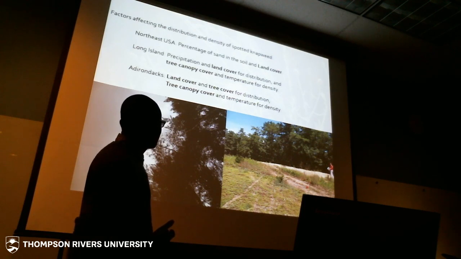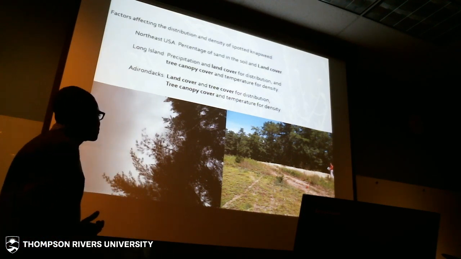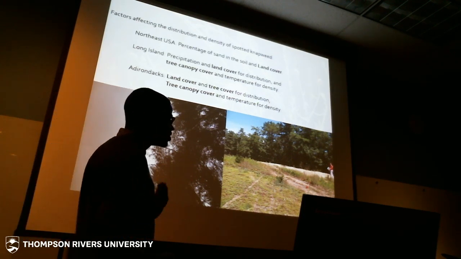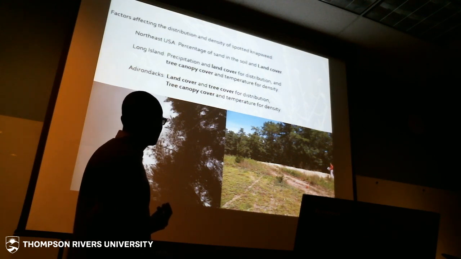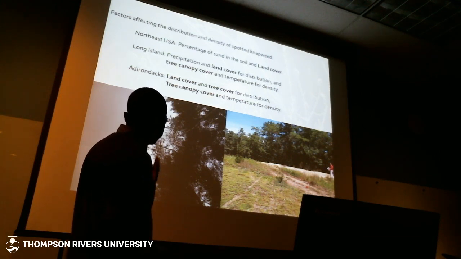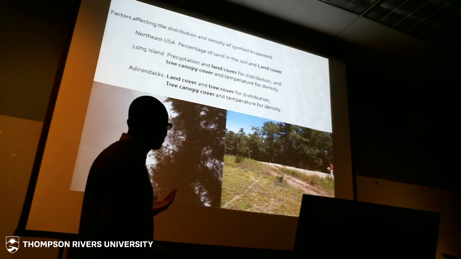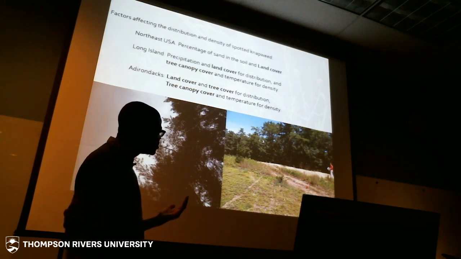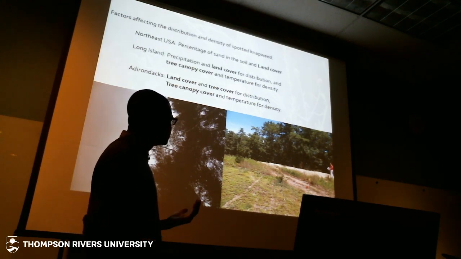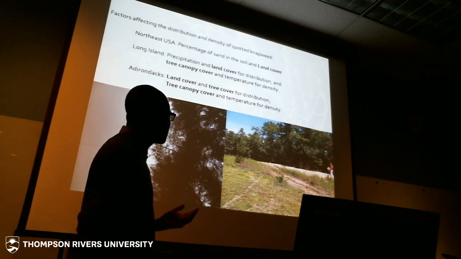So this is an example of some of the plots in which we got spotted knapweed, in which we collected count data for spotted knapweed. This is the kind of typical canopy cover for spotted knapweed, and this is the kind of disturbance that we see for spotted knapweed. This is an area where people drive ATVs, for example.